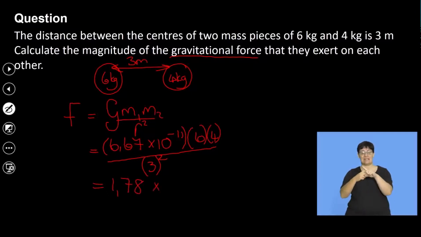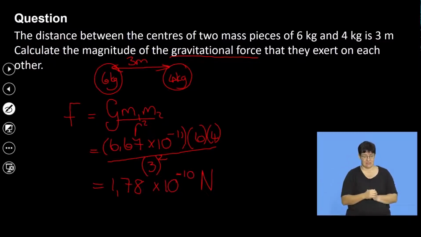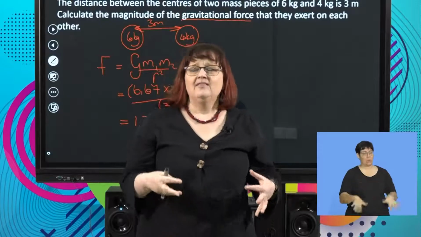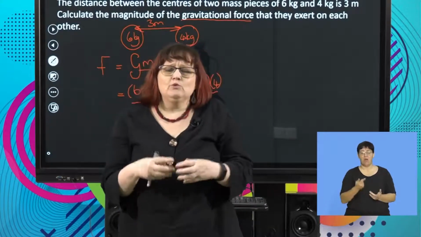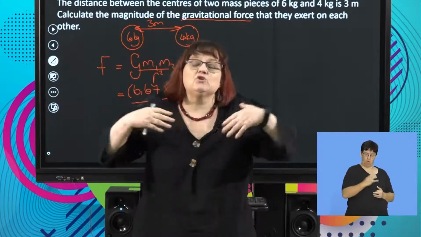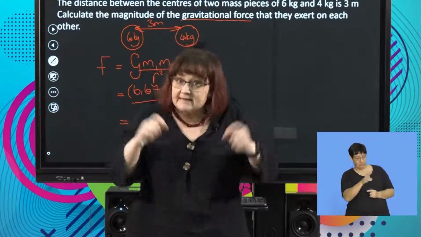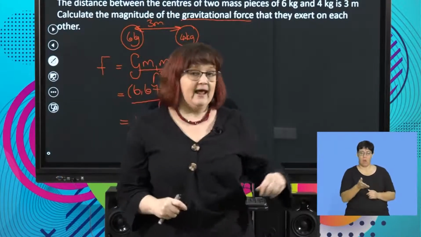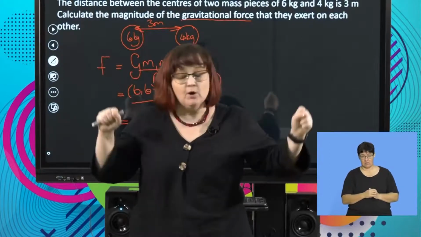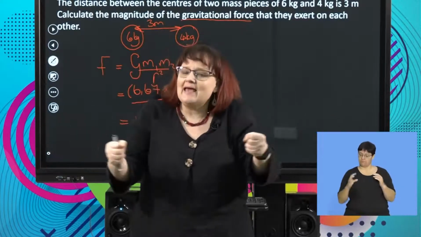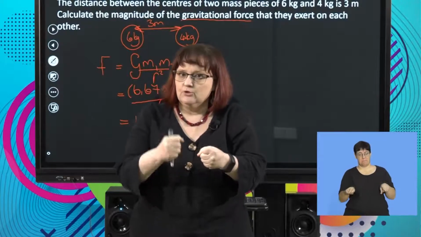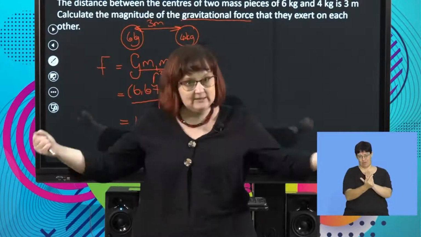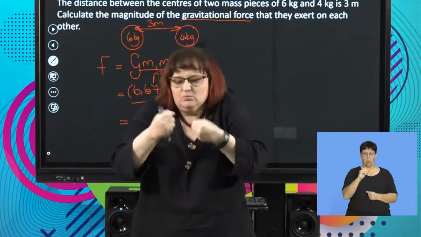1,78 times 10 to the minus 10, and it is newtons. I don't need a direction, they didn't ask for it. It's very small. This isn't even a force that you would be able to experience. You wouldn't even notice that it's there, but it is there, okay? And both objects, both mass pieces, are feeling the same force. Newton's third law doesn't disappear because now it's two small little objects.